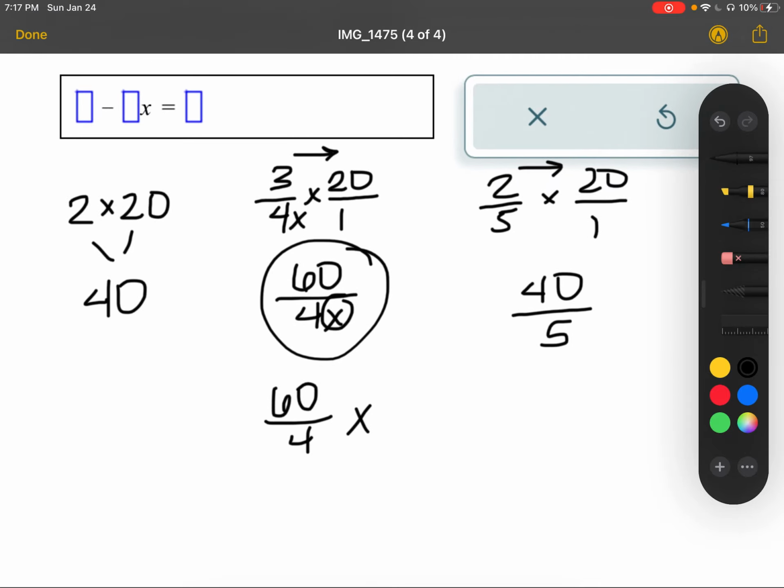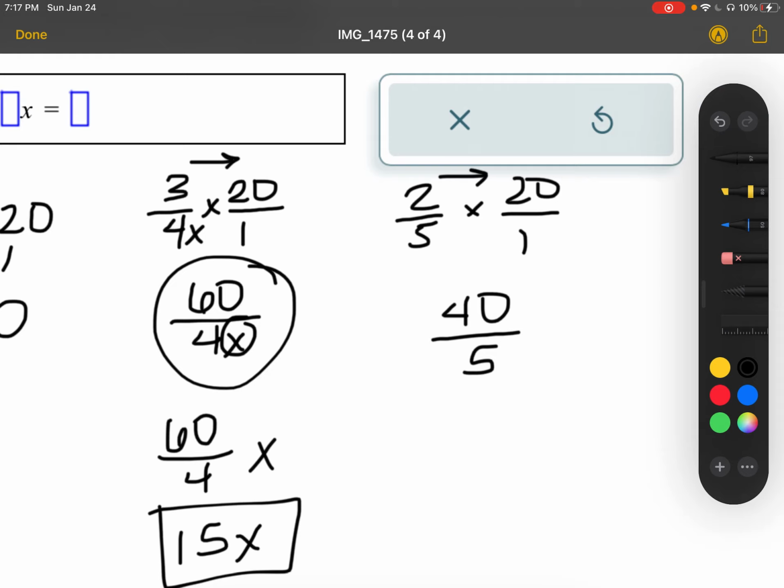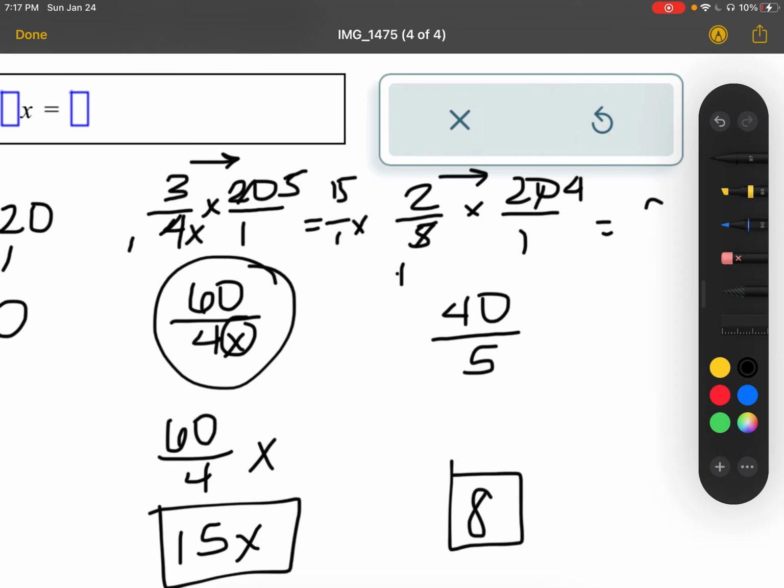So what you're going to do is you're going to say 60 divided by 4. If you don't know off the top of your head, that is 15. So that turns into 15x. And then over here, 40 divided by 5, which is 8. If you wanted to simplify here before you multiplied, you would have gotten the same thing over here. I'm just showing you really quickly what that would look like.